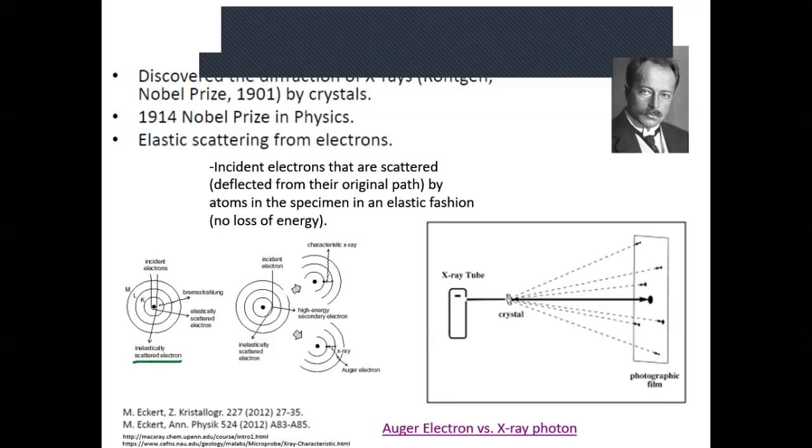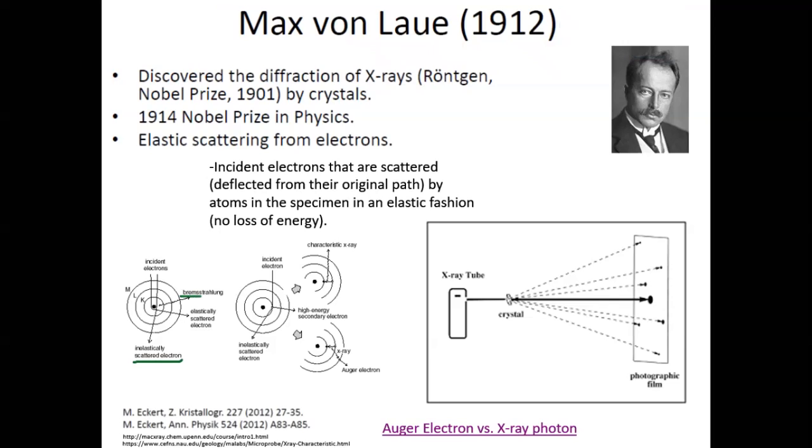There's continuous emission of X-rays. So as the incident electron comes in, as it gets near the nucleus, it slows down, releasing photons of X-rays. And this continuous spectrum is called Bremsstrahlung.